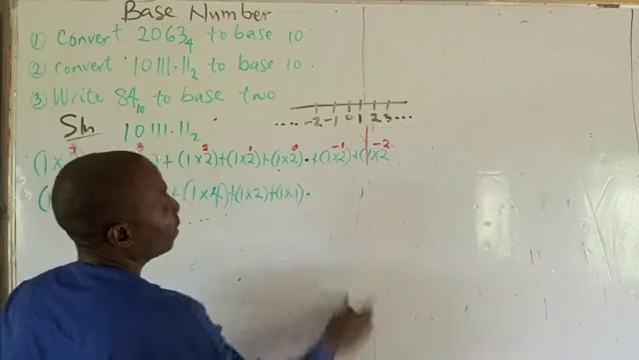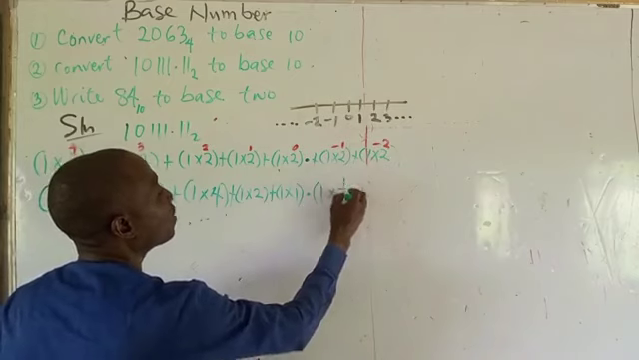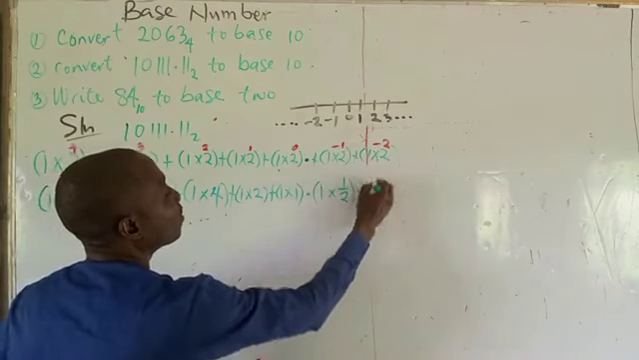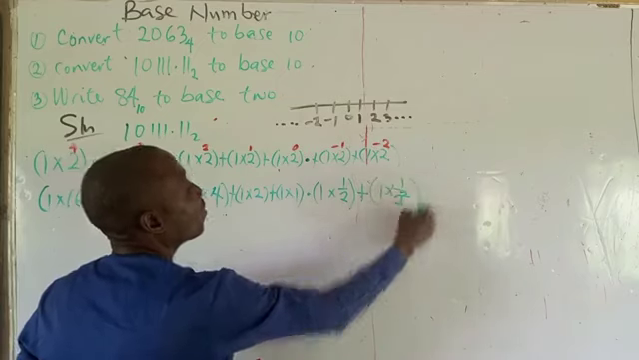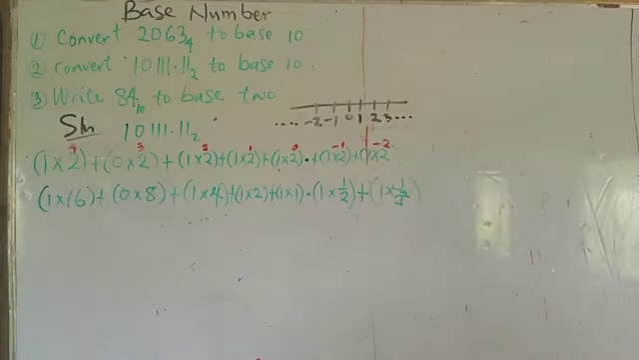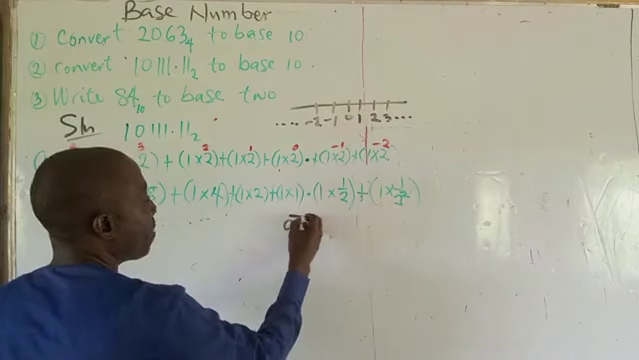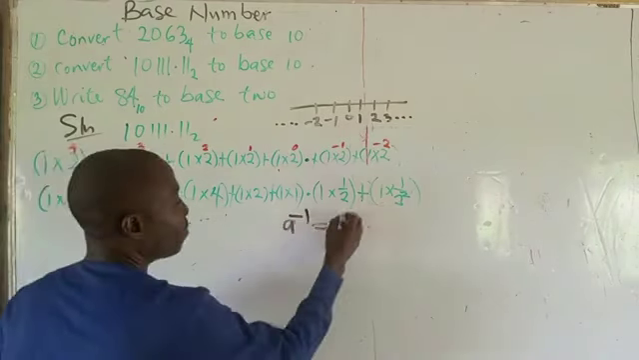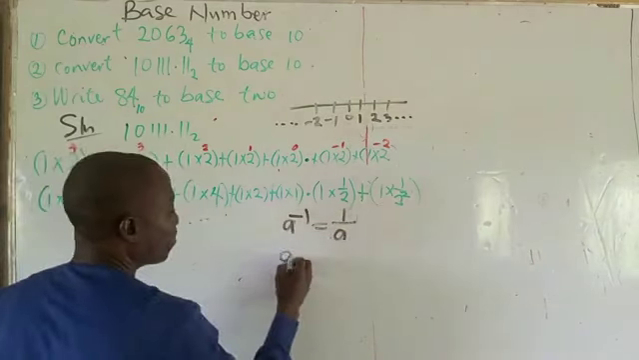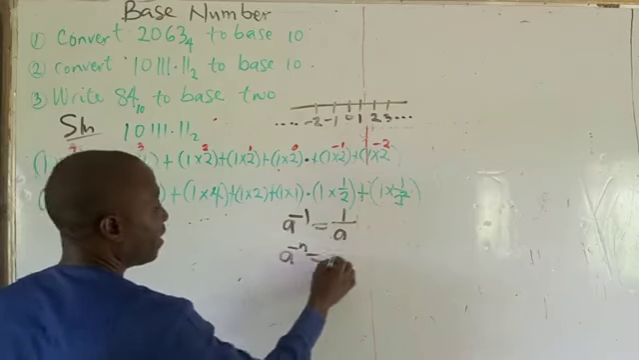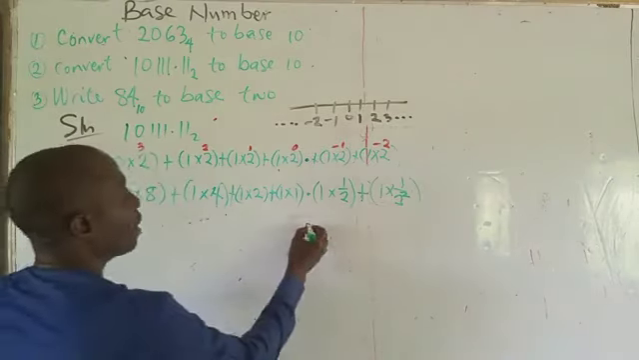Don't forget, on this other side, we have 1 times 1 over 2 plus 1 times 1 over 2 squared. I don't know if you understand what I did there. What it means is, from our laws of indices, if A is raised to power minus 1, it becomes 1 over A. If A is raised to power minus N, it becomes 1 over A raised to power N.